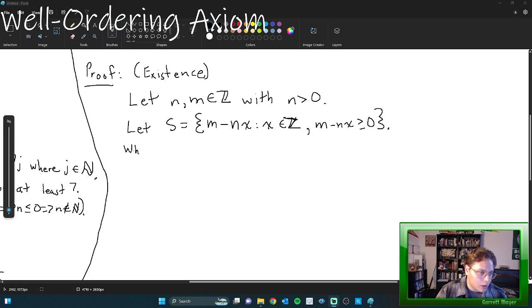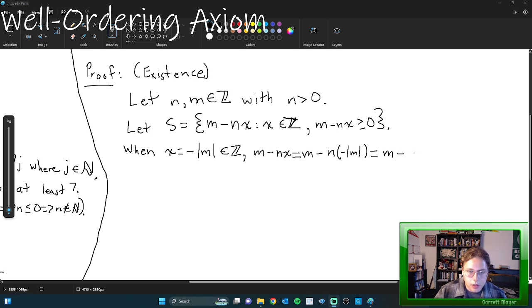So when x equals negative absolute value of m, because m is an integer, absolute value is just the distance from 0, so it would be the positive version of a negative number, or if it's a positive number, it just remains that number. So the number would still be an integer. So m minus nx equals m minus n times negative absolute value of m, which means that m plus n times the absolute value of m equals this.